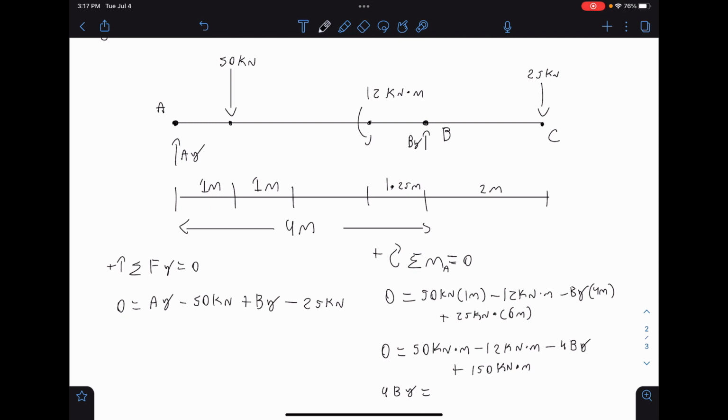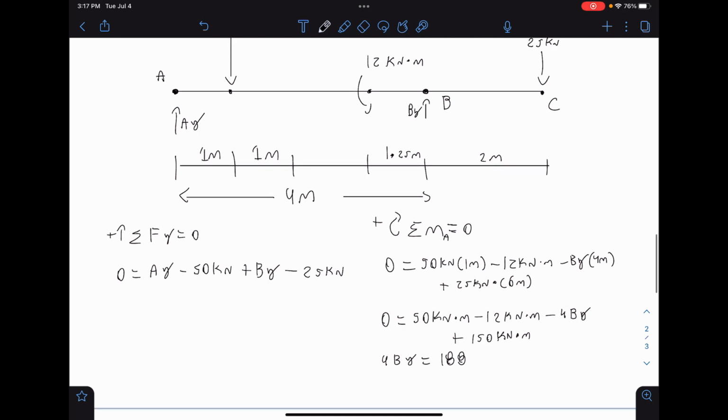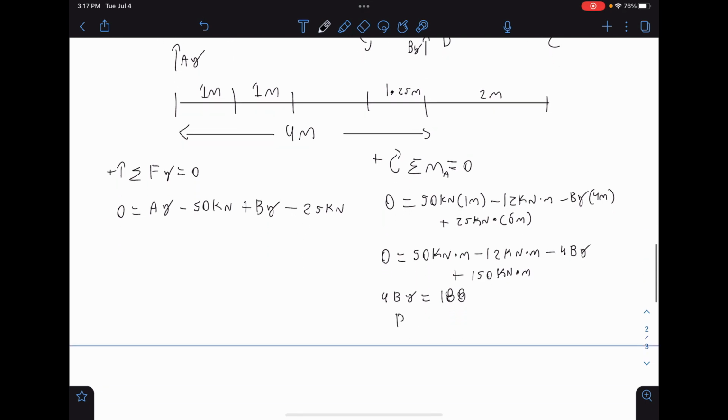Now let's solve for By. So 4By is equal to, we have 50 minus 12 plus 150. So that's 200 minus 12. So 188. Solving for By, I'm going to scroll down real quick. Solving for By, we have 188 divided by 4, and that's 47 kilonewtons. So we got our force.